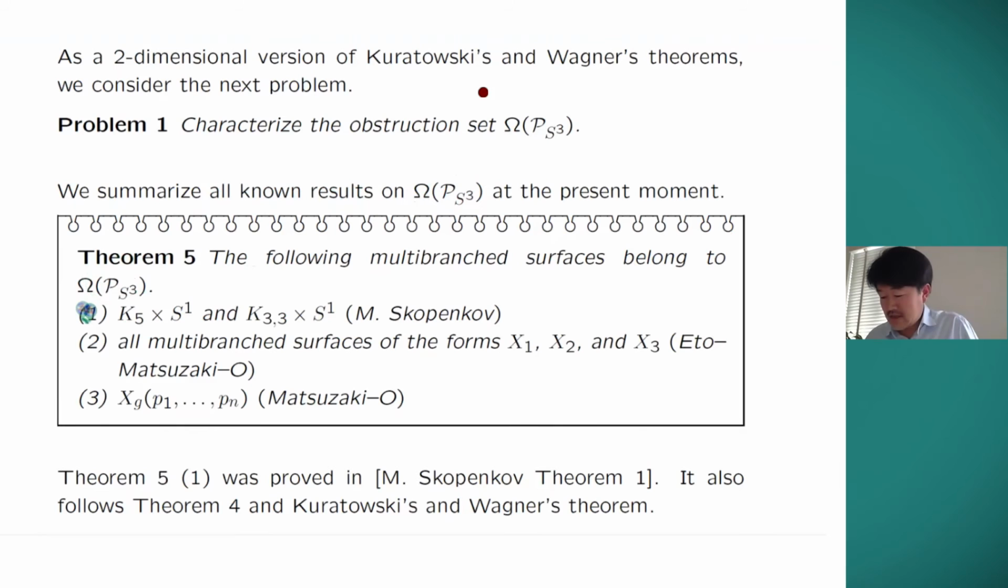The first ones are K5 times S1 and K33 times S1. This was proved by Mikhail Skopenkov. And all the multibranched surfaces of the forms X1, X2, X3. I want to explain X1, X2, X3 later. Next, X(G; P1, ..., Pn) is also in omega PS3. The first one was proved by Mikhail Skopenkov, but it also follows from theorem 4 and Kuratowski's Wagner theorem.